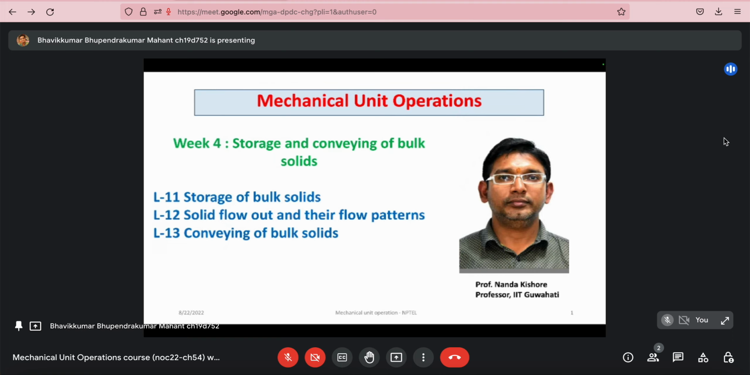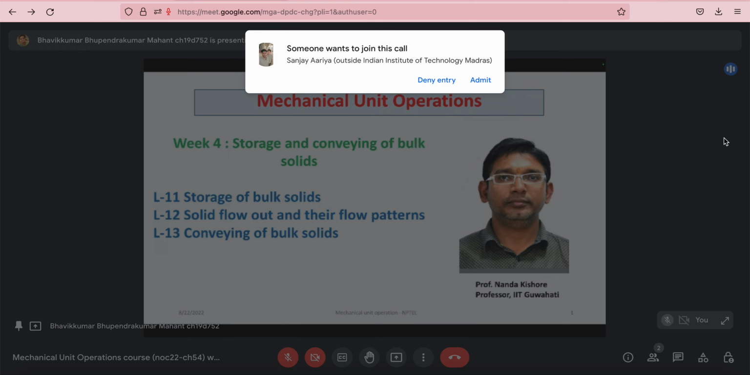And as you can see in this week 4 assignment, many of the conceptual questions were there. So that's why we also wanted to discuss more from the perspective of the concept of how the designing of this storage and conveying takes place.